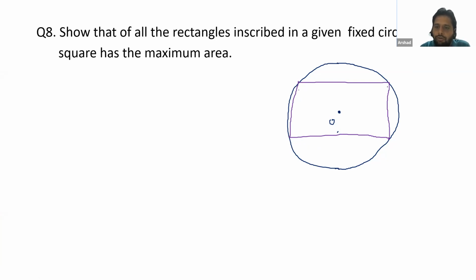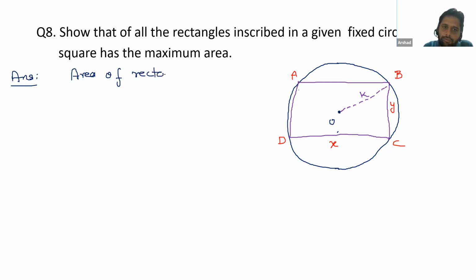This is a rectangle. Now I will take this as a radius. There's a center, and this radius is k, which is constant. Suppose this side is y and this is x. Let this be A, B, C, D. Show that of all the rectangles inscribed in a given fixed circle, the square has the maximum area. So the area of a rectangle is length into breadth, so we can say x into y.